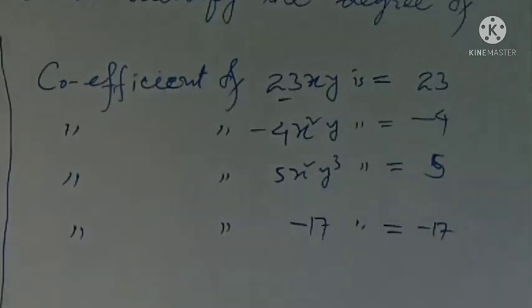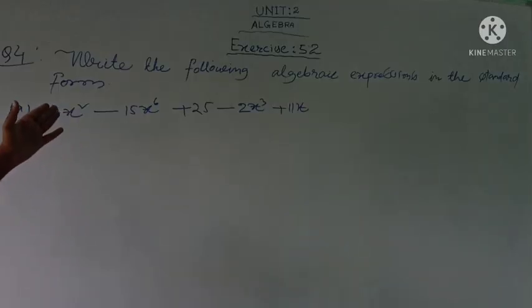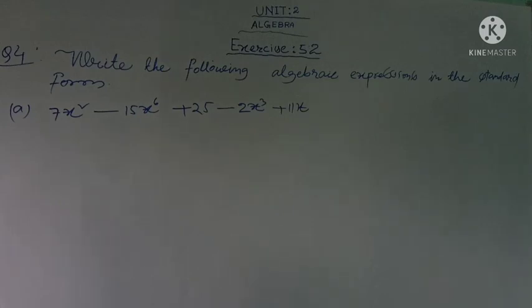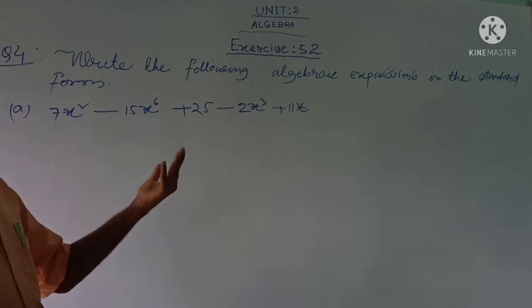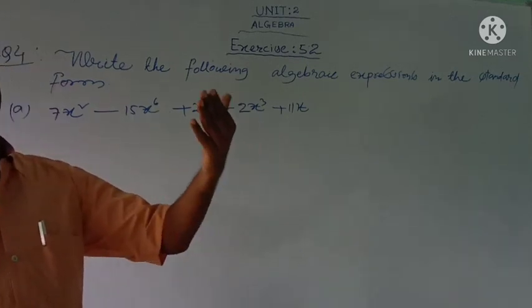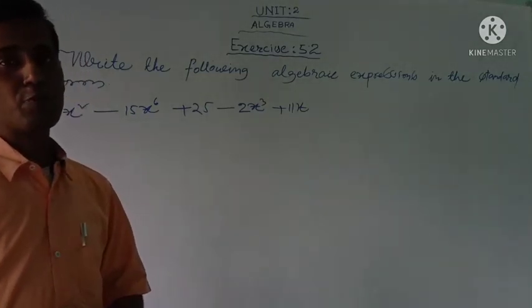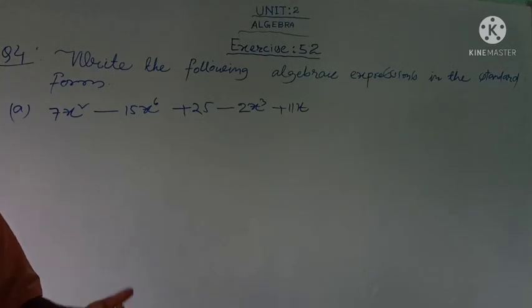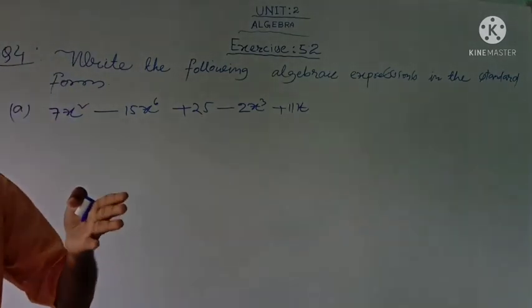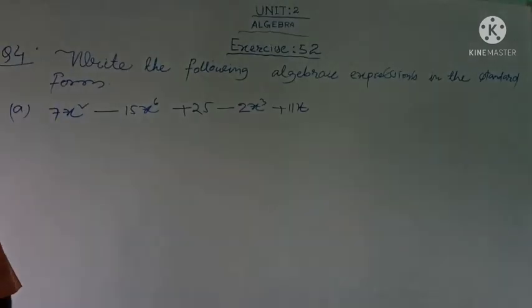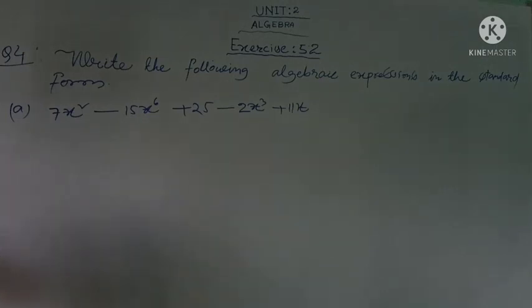Now let us solve question number 4, that is write the following algebraic expression in standard form. So we have an expression, and we have to write it in standard form. What is standard form? When the terms of an expression are written in descending order of their degrees, then the expression is said to be written in standard form. In order to write in standard form, first of all you must know the degrees of the various terms. So first let us find the degrees of the various terms.